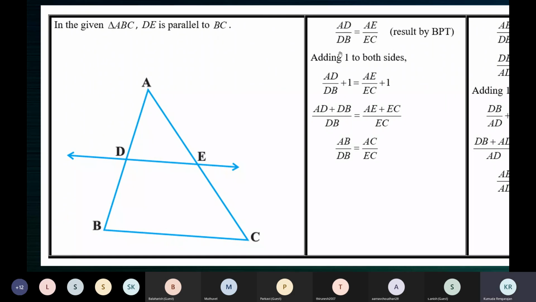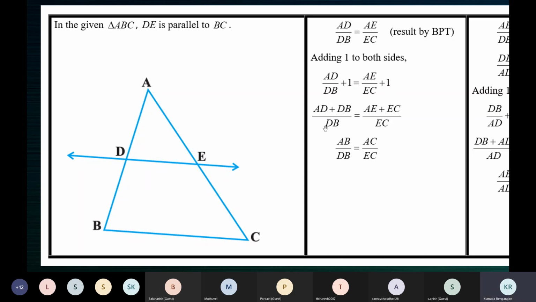That means AD by DB is equal to AE by EC. This result we get by BPT, the basic proportionality theorem. Now add 1 to both the sides of this direct result by BPT, AD by DB is equal to AE by EC. So what you get? AD by DB plus 1 is equal to AE by EC plus 1.